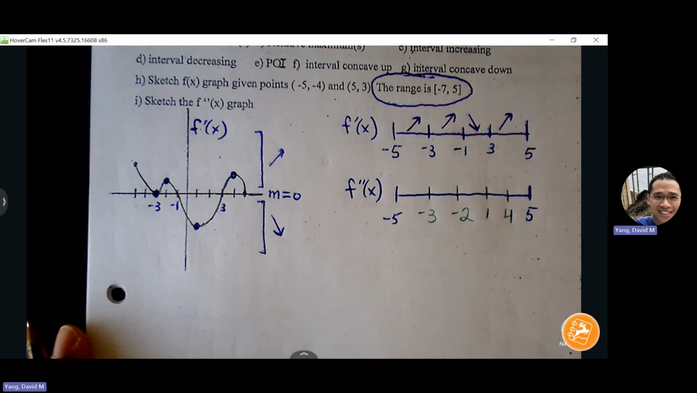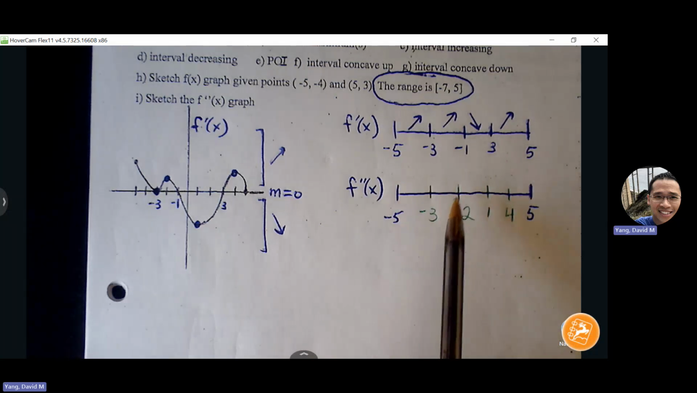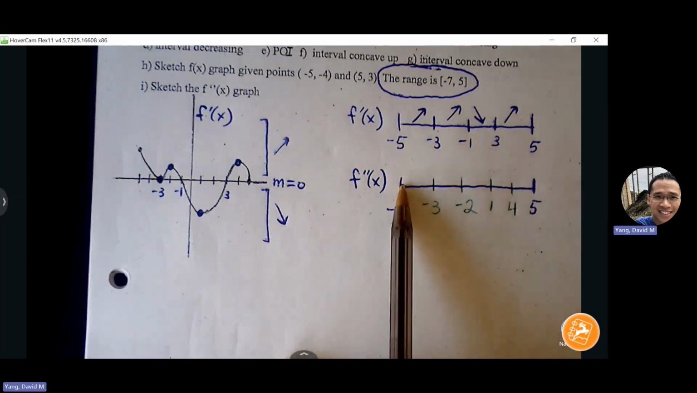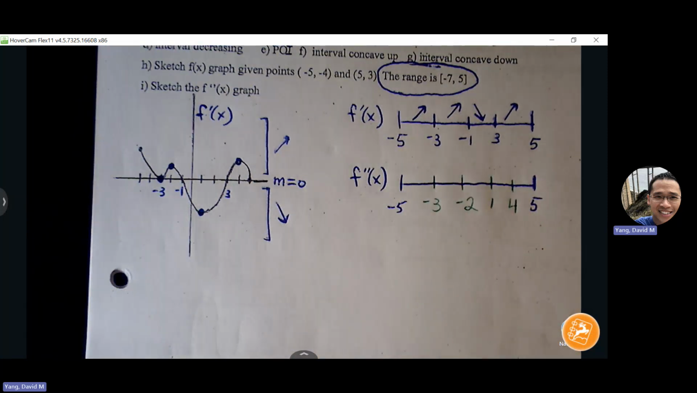Create the F double prime sign line if you're using the F prime graph. Yes, you can. I would build the second derivative sign line first, before you do your second derivative graph. Yeah, build this first because this is easier to look at when you're building your second derivative graph.